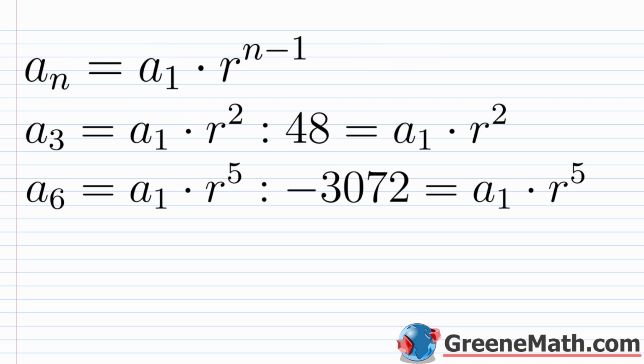Well, all we're going to do is plug in and create a system of equations. There's other ways to do this, but this is probably the easiest one to understand. So essentially, what you're going to do is you're going to plug in. So we know a sub 3. So a sub 3 is equal to a sub 1 times r squared. And again, if this is a 3, this is a 2.